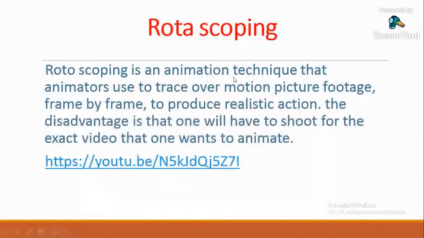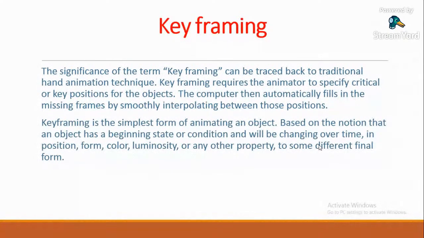Now, rotoscoping. Here I have provided one link. When I share this document, you can go through it. Let me introduce what rotoscoping means. First of all, the motion of a particular human body or any living object is captured. Then the same motion is applied to an animated object. So this is a type of rotoscoping. It is a very useful technique in recent cases.